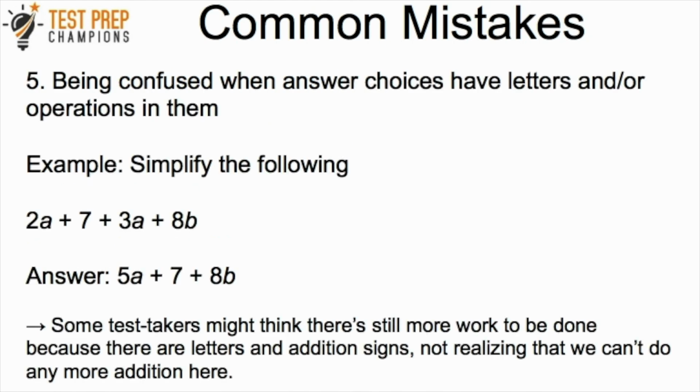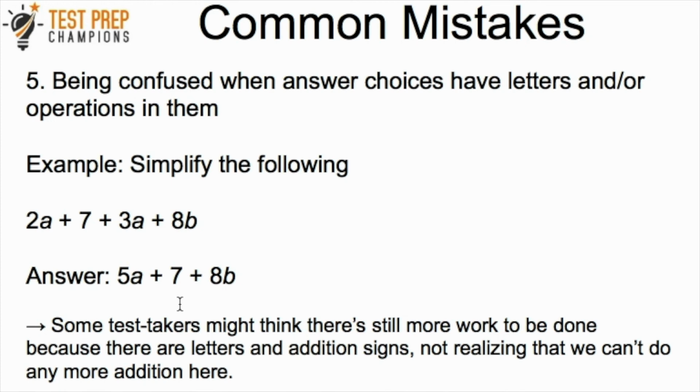Okay, the next mistake would be being confused when answer choices have letters and/or operations in them. Here I've given you the answer, but basically, if I gave you something like this and said simplify the following, some test takers might be confused if they see the multiple choice answer 5a plus 7 plus 8b, because some people would think, well, there's still more work to be done. There's letters and there's addition signs.